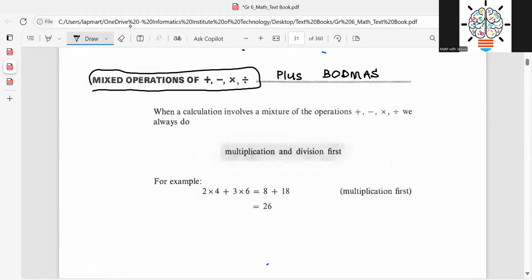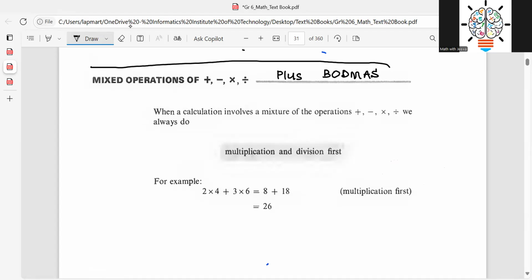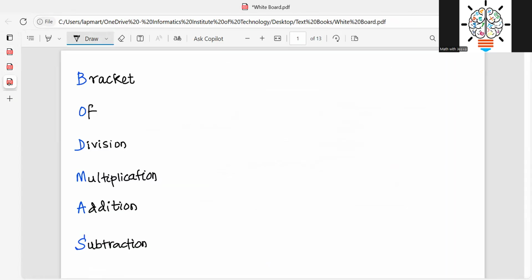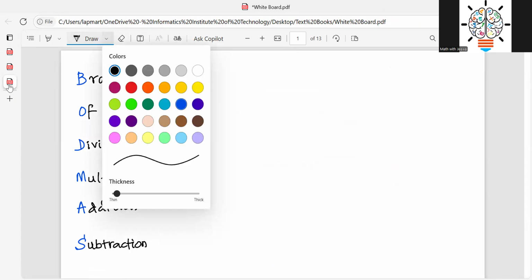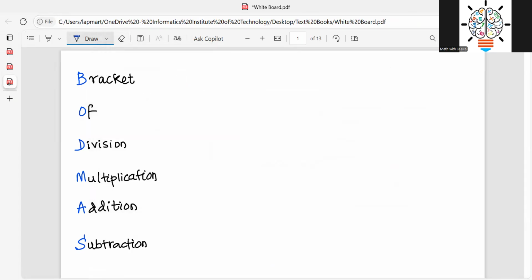Okay, BODMAS. Mixed operations plus BODMAS, like this. You write down the topic, then you write down this version. Sometimes, as I told you, some textbooks refer to the brackets of as BIDMAS.